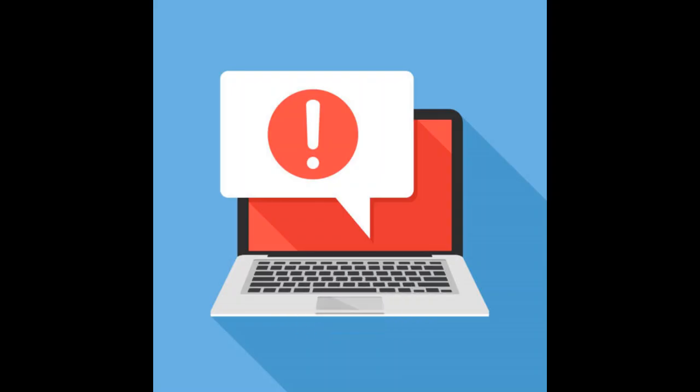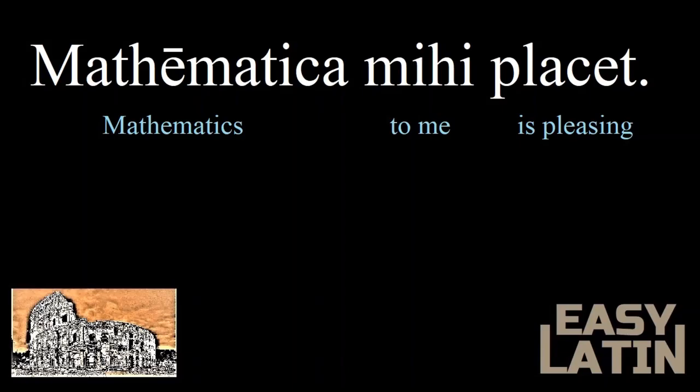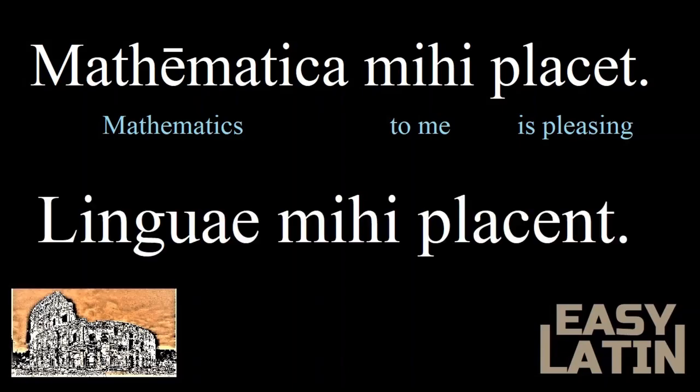And if you only speak English, the way that you say you like something in Latin might take some getting used to. Look at this example. Mathematica mihi placet. It's like saying mathematics is pleasing to me, or mathematics pleases me. Remember, mihi is the dative form of ego, meaning to me or for me. And we have to be careful with plurals, because to say I like languages, we say linguae mihi placent. You see, the verb has to also become plural, because it's languages are pleasing to me.